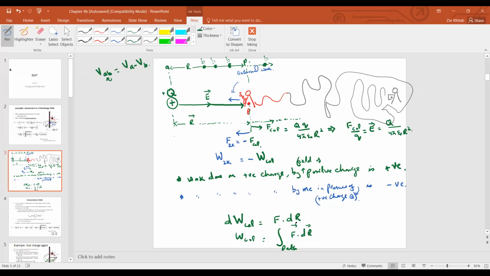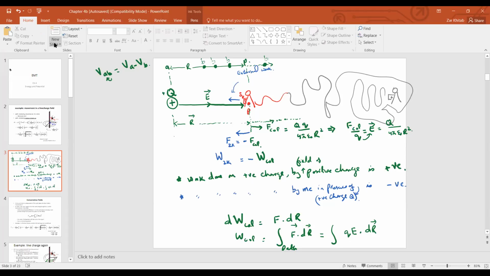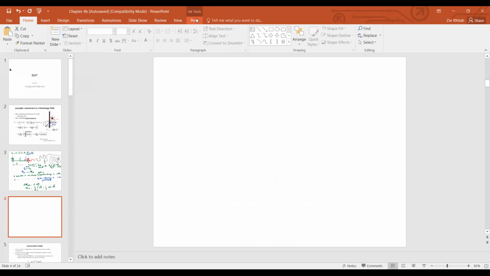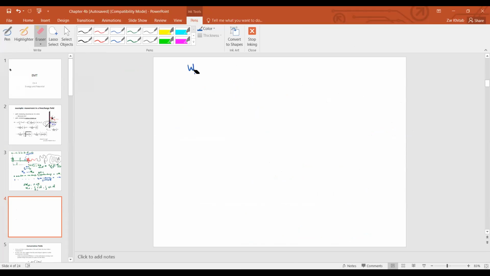I need to take this integral on the path. So this will really be equal to charge into electric field intensity, the small charge into electric field intensity dot dr. So if I bring this to a new page, the work W will be equal to small q path integral electric field dot dr. So this is really my equation for the work.